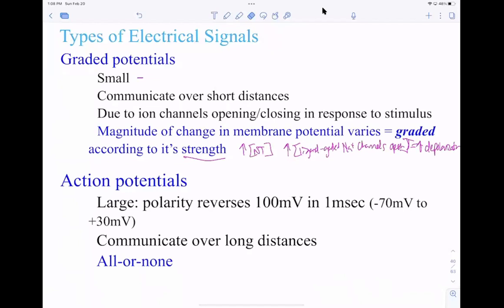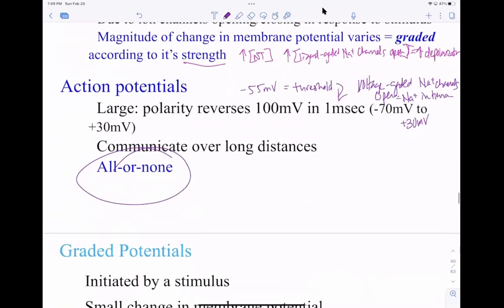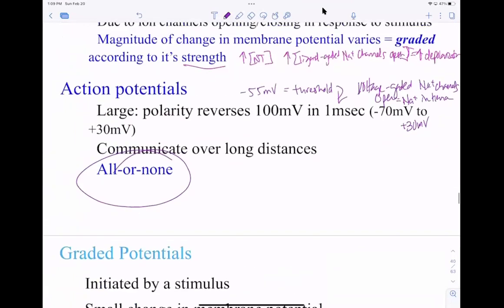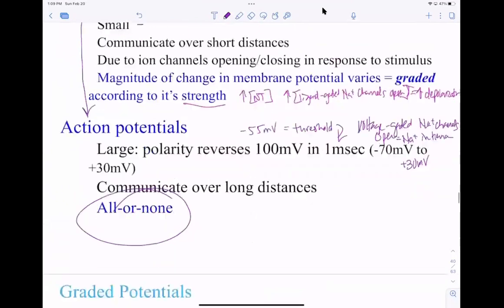If it depolarizes to negative 55 millivolts, that's called threshold. And then that starts generating an action potential because now you have voltage-gated sodium channels open. And that just allows sodium to flood in and depolarize it up to positive 30 millivolts. That's an all or nothing thing. Once those voltage-gated sodium channels open, it's going to form an action potential. So a lot of times it starts as a graded potential. It has to have enough sodium come in, if it's excitatory, to hit threshold to become an action potential.